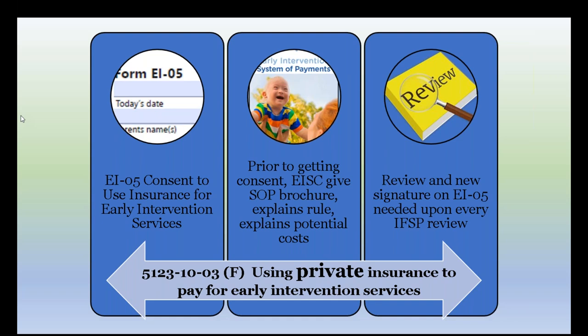Okay, so a similar question: is EIO5 reviewed with an IFSP review, not just initial and annual? That is correct. Now let's talk about why. When you are changing services on the IFSP, that affects the informed decision that the family needs to make as to whether they want their insurance to continue covering it or they want to stop using their insurance. The situation could change. So with every review, when you are increasing, decreasing, or removing services, you need to review the EIO5 and obtain a new signature and a new consent with what the family wants to do with their insurance.